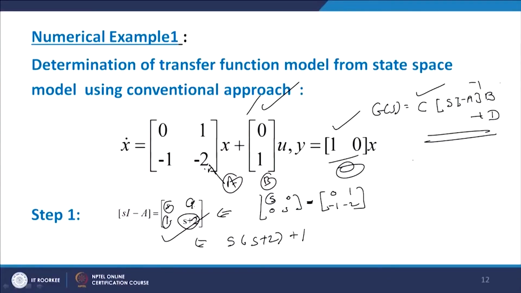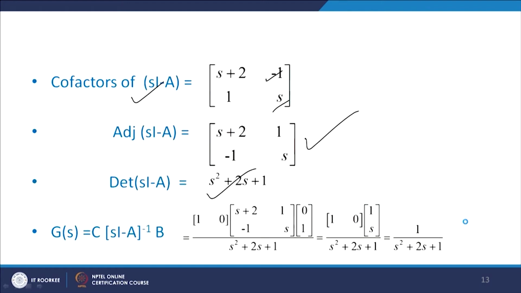Again I will proceed with this, how will we get this? We have s, minus 1, 1, s plus 2, and we get s square plus 2s plus 1. So here basically it is minus 1. So s minus 1, 1 s plus 2, we get s square plus 2s plus 1. Okay, I think you have understood. See here the sI minus A, we got this, and the determinant s square plus 2s plus 1. Now we have got the adjoint of sI minus A, cofactor, and determinant.